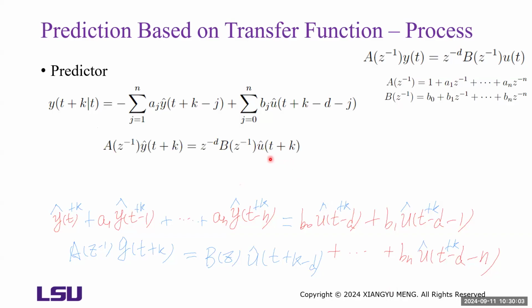So it will be just A y hat t plus k. Then if we use a time delay, removing this one, we have z to the power of negative d in this equation, z to the power of negative d, B and u t plus k. If we compare to the model, we just change the y t to y hat t plus k and u t to u hat t plus k.